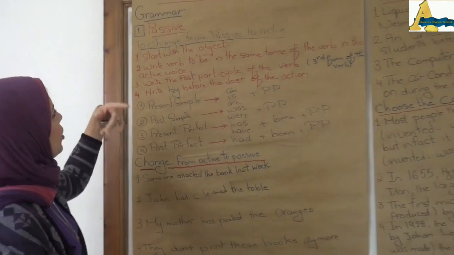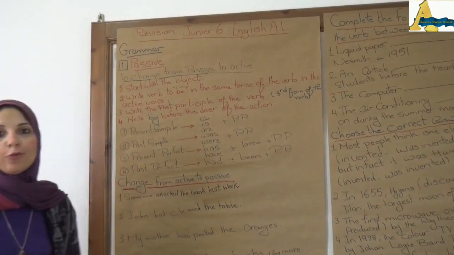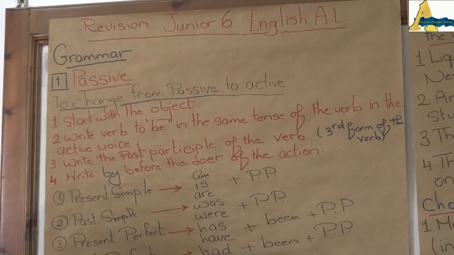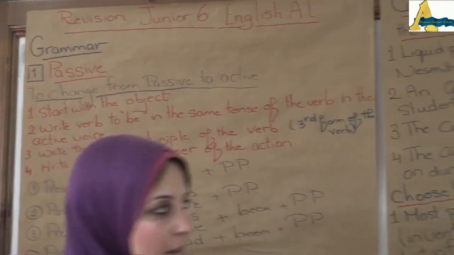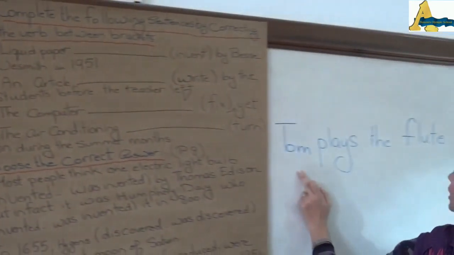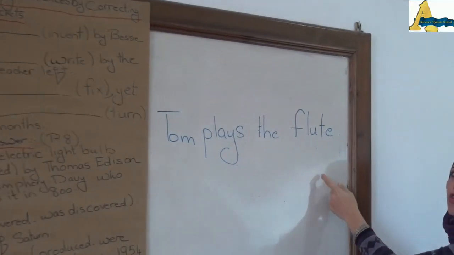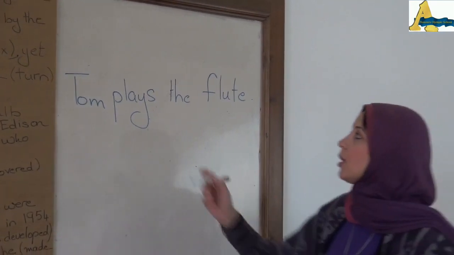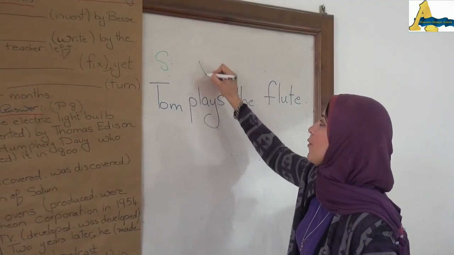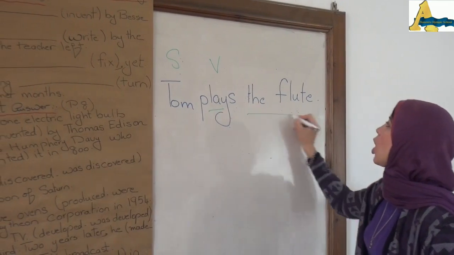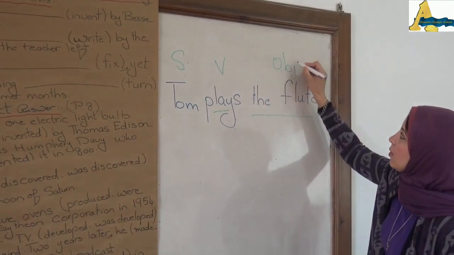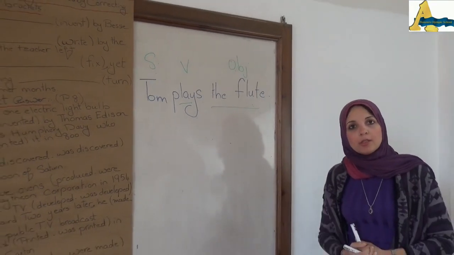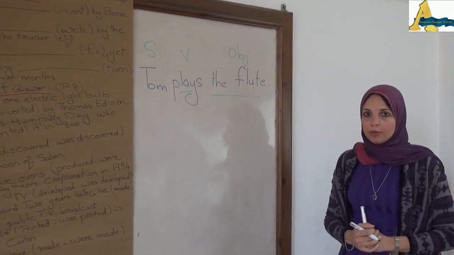Let's start with the grammar: passive and active voice. First of all, what's the meaning of an active sentence, so that I can change it into passive? If I have a sentence like, Tom plays the flute, that's a normal sentence. It has got a subject, verb, and object. How can I change such a sentence into a passive sentence?